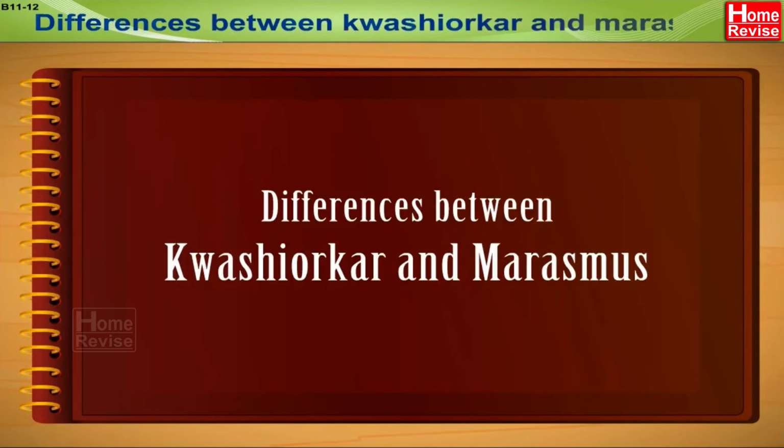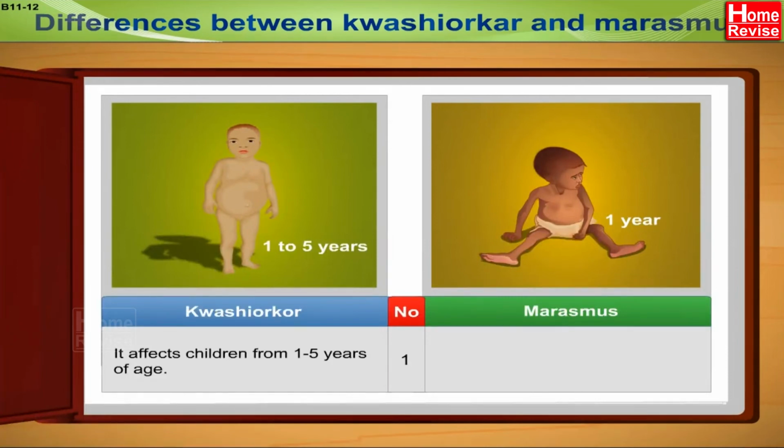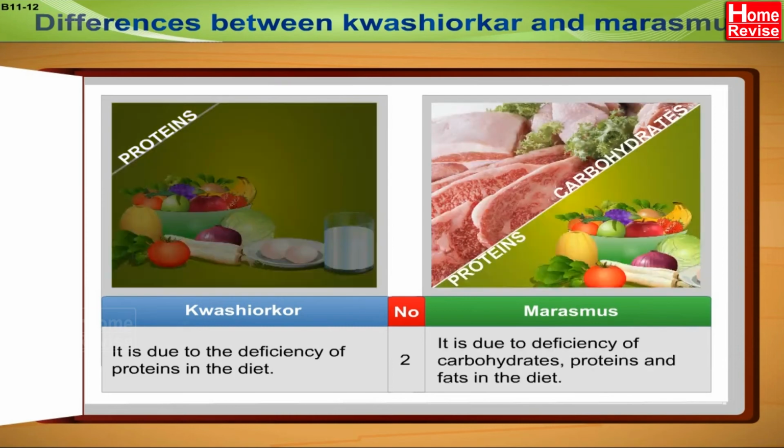Differences between Kwashiorkor and marasmus. 1. Kwashiorkor affects children from 1 to 5 years of age, while marasmus affects infants up to 1 year of age. 2. Kwashiorkor is due to the deficiency of proteins in the diet, while marasmus is due to the deficiency of carbohydrates, proteins, and fats in the diet.